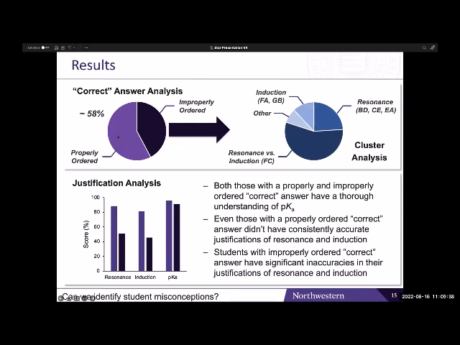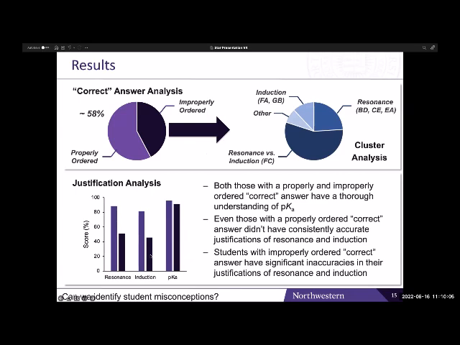The students that had the properly ordered correct answer, even they didn't have a perfect understanding of these two responses, suggesting that if this was given as a multiple choice question, a lot of students would have been able to get the correct answer, but still not have a really accurate understanding of this material. And those that had improperly ordered correct answers had really inaccurate understandings of both resonance and induction.